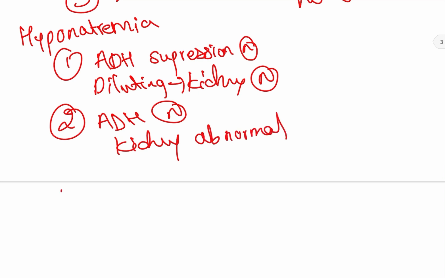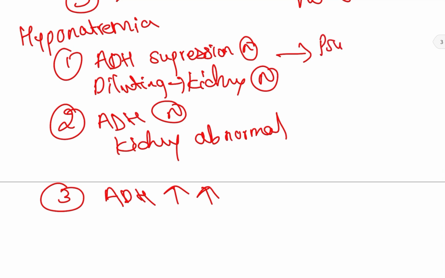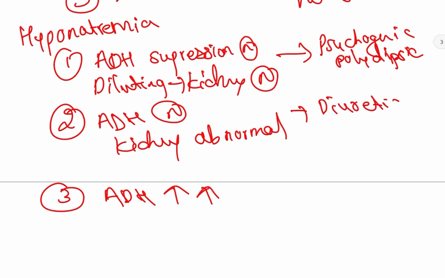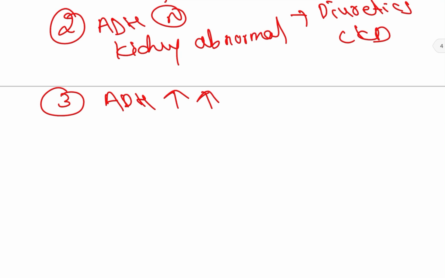Okay. Now the third scenario where it is possible is that where ADH is increased. So these are the three scenarios when ADH is present. When ADH suppression is normal and the diluting kidney is normal, this is possible when the patient is taking excess of water, that is psychogenic polydipsia. Second scenario, where ADH is normal but the kidney is abnormal, could be because the patient is on diuretics or there is CKD. The third scenario is when ADH is increased.